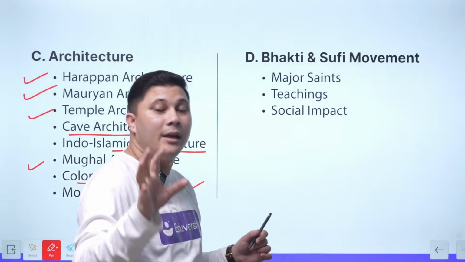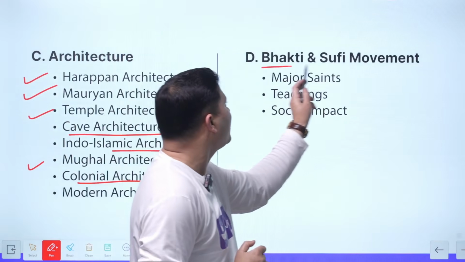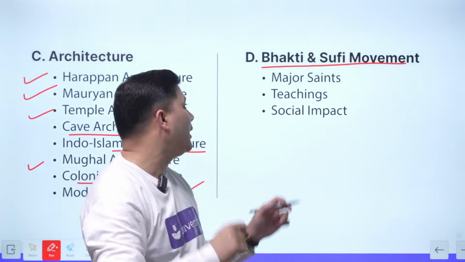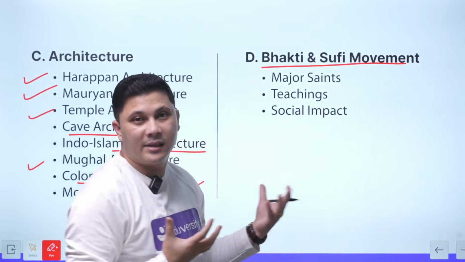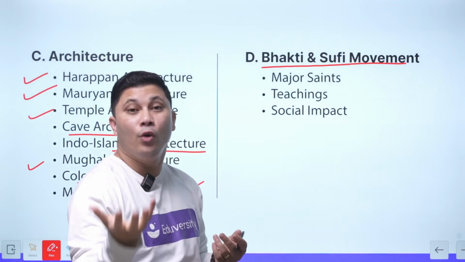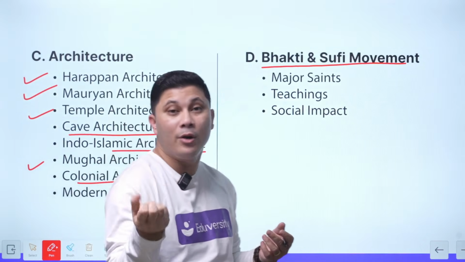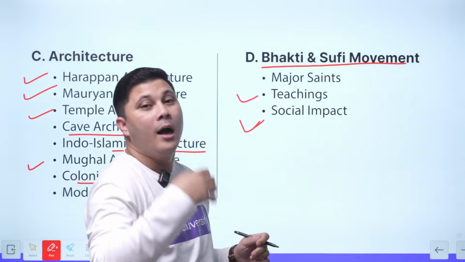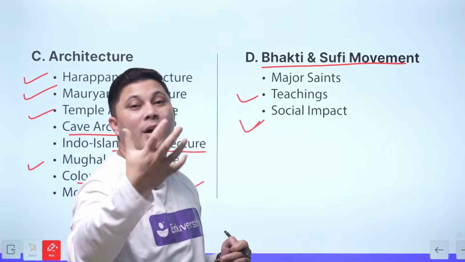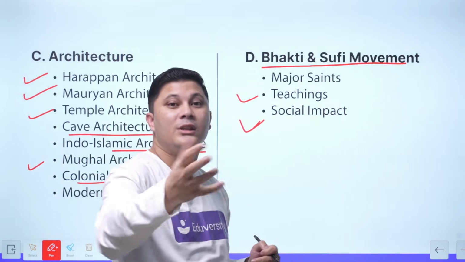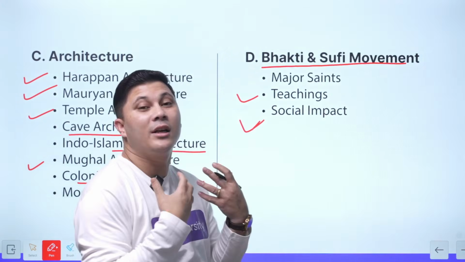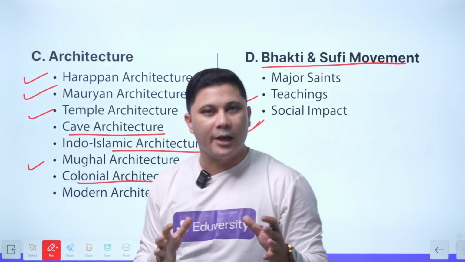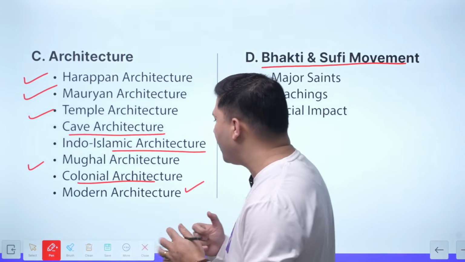that we have to study in the art and culture is the Bhakti and the Sufi movement. In the Bhakti and the Sufi movement, you have to study the important Bhakti saints, like Kabir, Guru Nanak, Tulsidas, Ramanuja, what their teachings were, what the social impact was, and Sufi saints like Khwaja Nizamuddin Auliya, Moinuddin Chishti, what their teachings were, what their social impact was. So all these things will be covered in your art and culture, that is Indian heritage and culture.